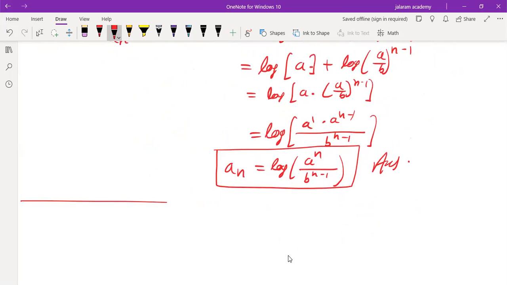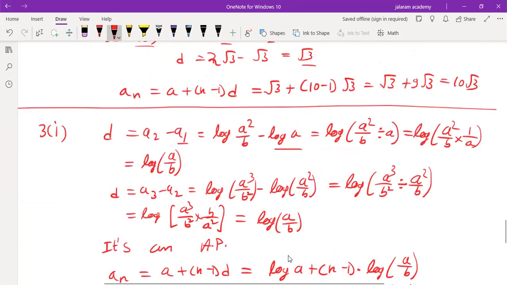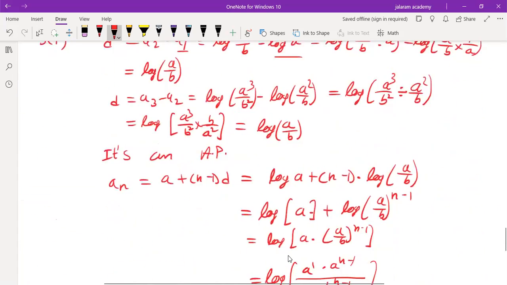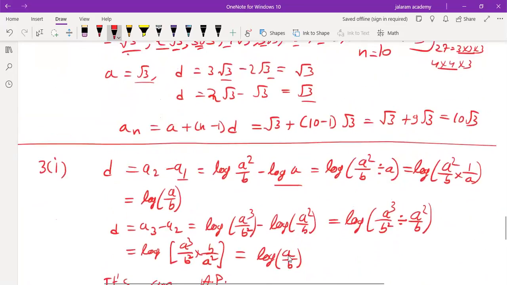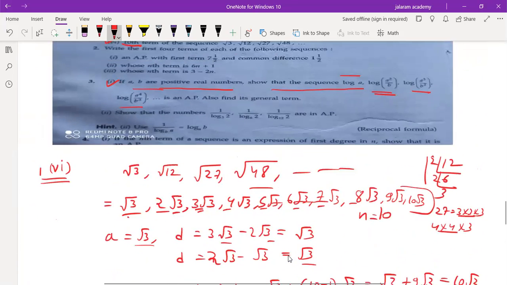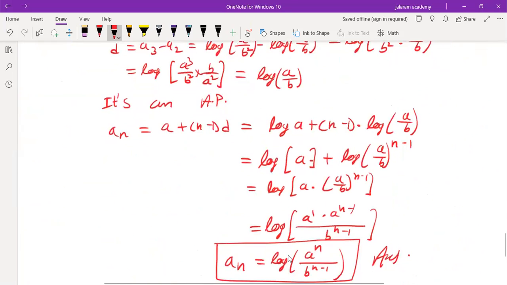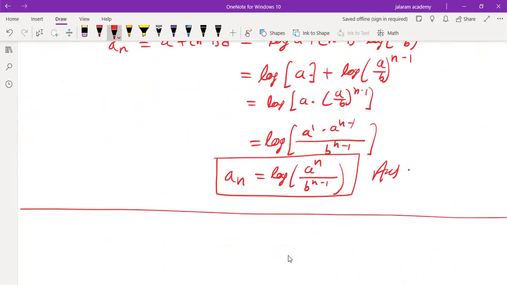This is the nth term of the AP: log a to the power n over b to the power n minus 1. Means the power of a is always 1 more than the power of b. Power of a in the numerator is 1 more than the power of b in the denominator, everywhere. So in the nth term also it's the same thing.